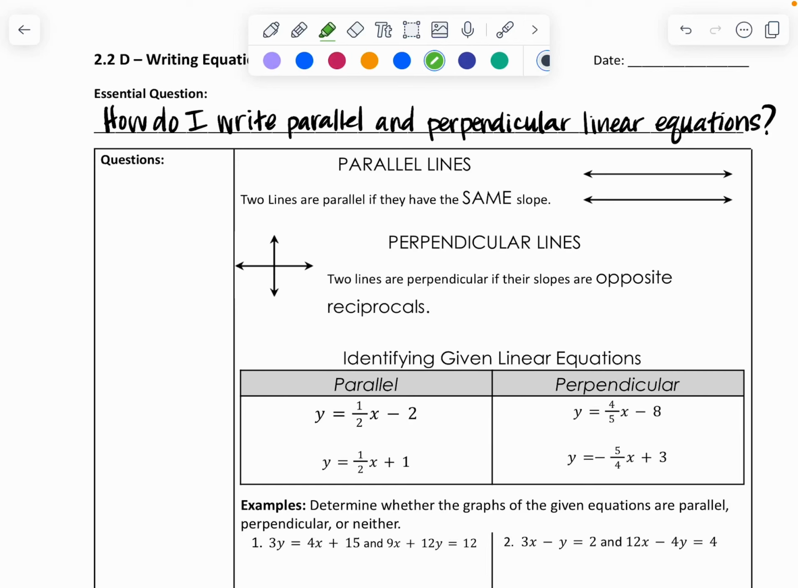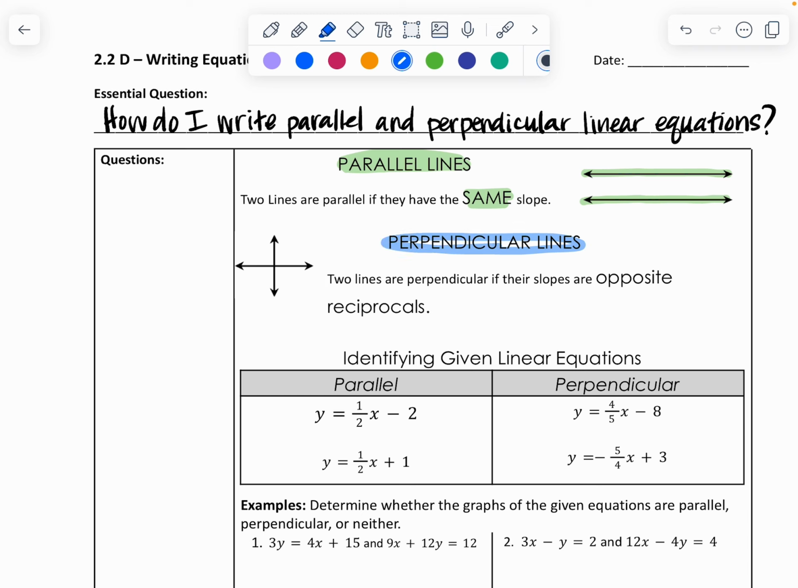Today we'll be talking about parallel and perpendicular lines and how to write the equation of a line that is parallel or is perpendicular to a line of a given equation. So parallel lines have the same slope. These two lines are parallel. They will never intersect. They have the same slope.